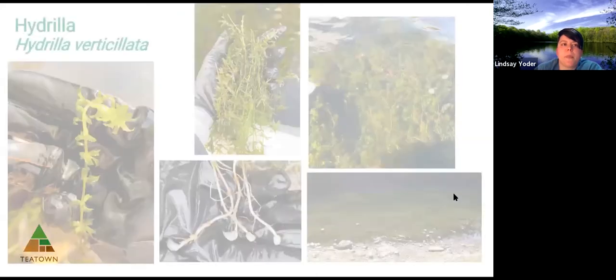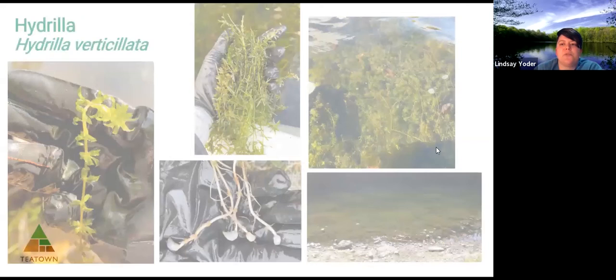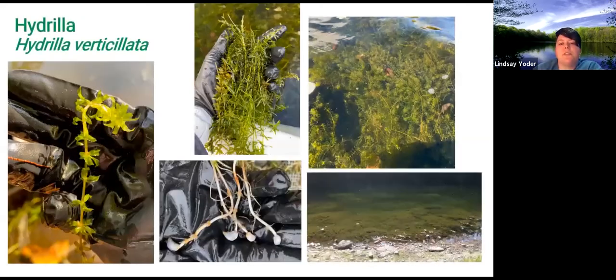All right, the next plant I have here is Hydrilla. This is one of our newest invaders. We still don't have it in a lot of places. Right now we have the Croton River Hydrilla infestation pretty close to Teatown, and then we also have one more population in Orange County. But for the most part, this is still very much an emerging species in our region. And it was introduced through the aquarium trade.